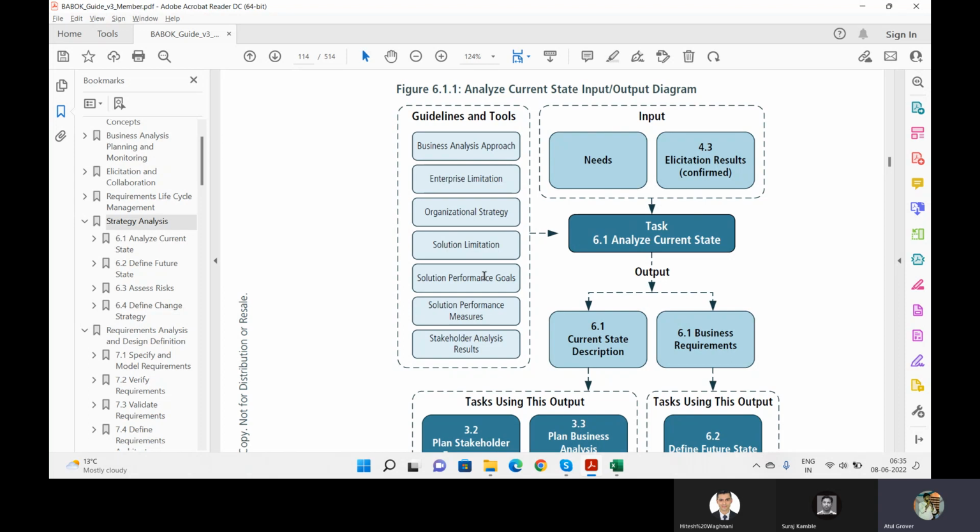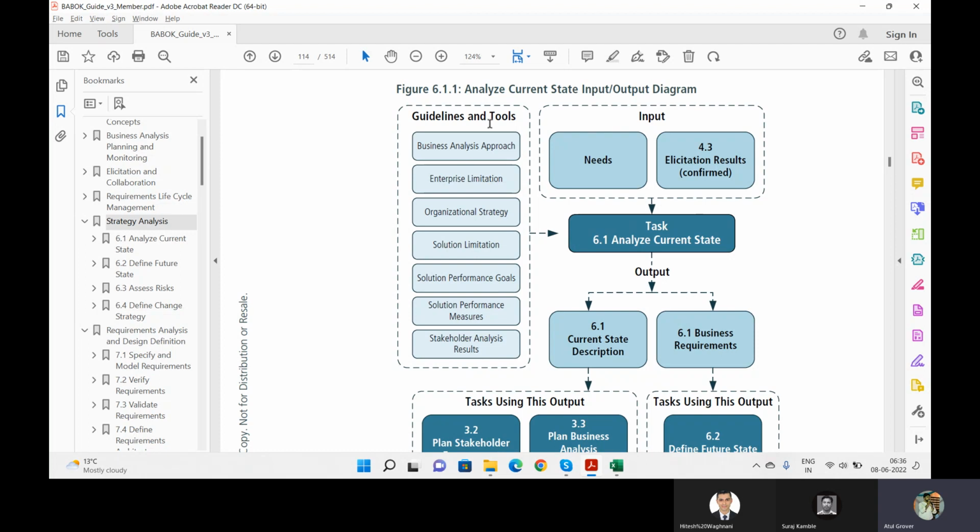सॉल्यूशन परफॉर्मेंस गोल, कि जो मैं अचीव करना चाह रहा हूं अपने इस सॉल्यूशन से वो क्या गोल है मेरे. It should be less in the maintenance, it should work for long lasting, the coding part should be less. ये मेरे परफॉर्मेंस गोल है. सॉल्यूशन परफॉर्मेंस मेजर्स, हाउ टू मेजर द सॉल्यूशन का परफॉर्मेंस, कि जो मैंने बिल्ड किया है उसको मेजर कैसे करो. Am I getting the expected ROI, am I able to save the time or not, and then stakeholder analysis results, कि जो मेरे को स्टेकहोल्डर से बोल रहे हैं उसका क्या रिजल्ट्स आ रहा है यहाँ पर.